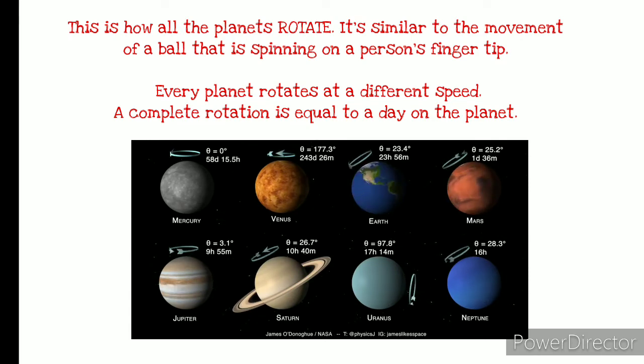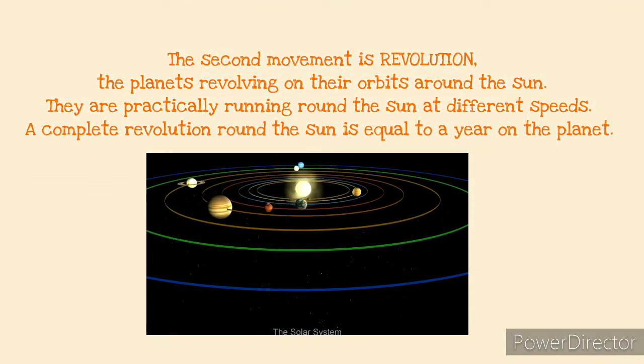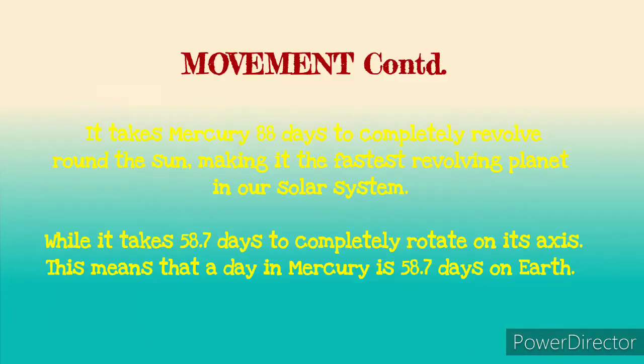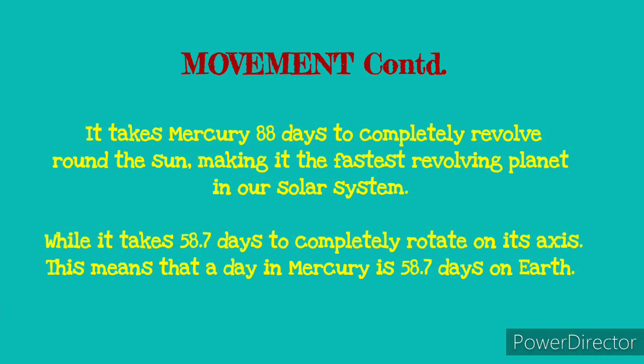The second movement, the revolution, has the planets traveling round the Sun in their different orbits. The orbits are of different sizes depending on how far the planet is from the Sun, and the planets all travel at different speeds. When a planet has completed a journey around the Sun, it means that 1 year has been completed in that planet. Now, with relation to Mercury, it takes 88 days for it to complete one journey round the Sun. This means that 1 year in Mercury takes 88 days on Earth. This makes Mercury the fastest planet to travel round the Sun in our solar system.